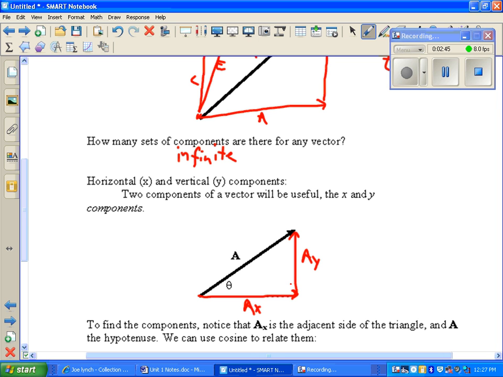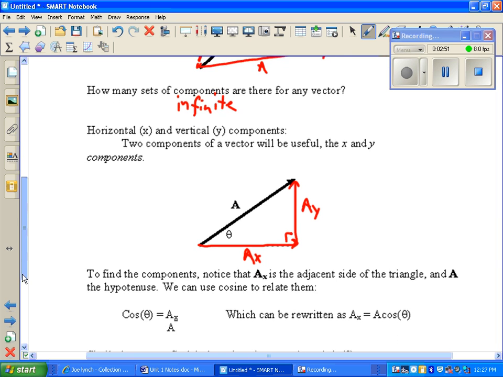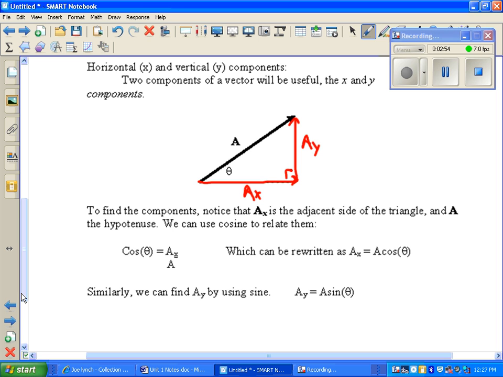And you'll notice, of course, that this makes a right angle down here. Now, we need to find the amounts of those components, and AX is the adjacent side of the triangle, and A is the hypotenuse. This is my angle, this is the adjacent, this is the opposite, this is the hypotenuse. If I wanted to find the length of the adjacent side, I could use cosine, because cosine of the angle is adjacent over hypotenuse. So it's going to be AX over A. And then if I multiply A times cosine theta, cross multiply, AX is going to be A cos theta.